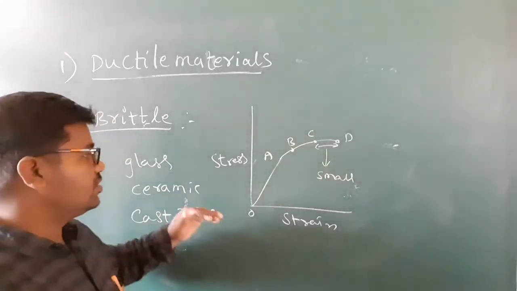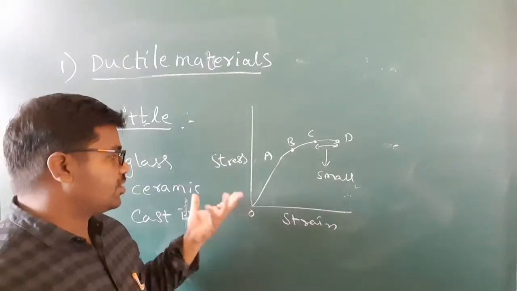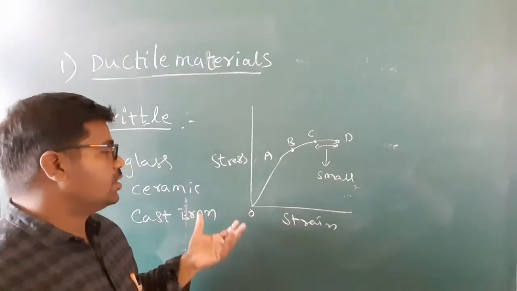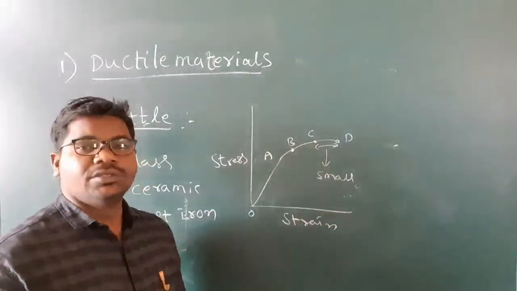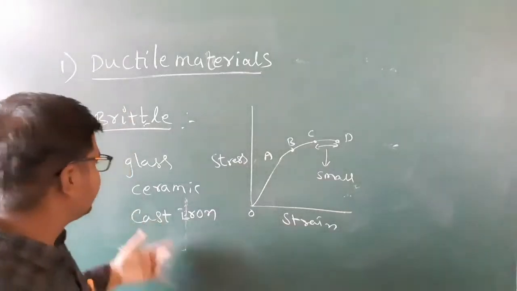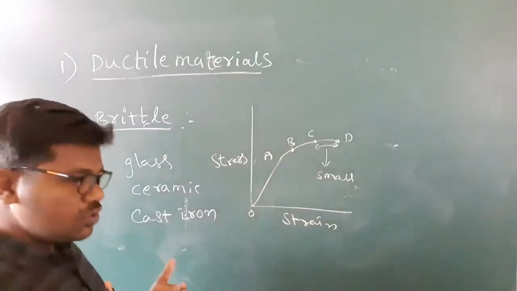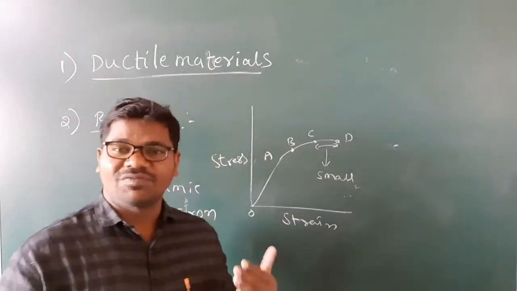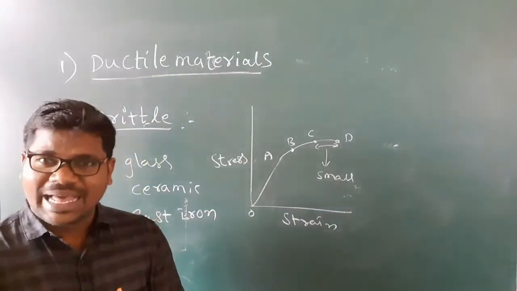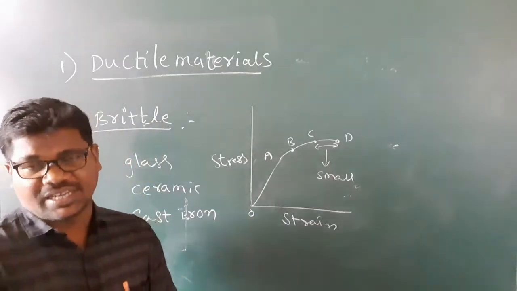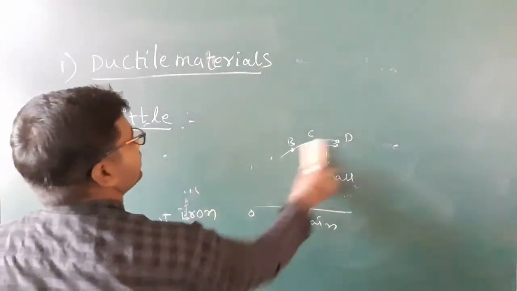Understand? Within the elastic limit or permanent set, the material will not break. We can apply stress beyond the permanent set, so the material will break. Examples: glass, ceramic, cast iron. We can apply more force and it will bear it for some time, after that the material will break. Example: glass, ceramic, cast iron. Understand? Next one, malleability.